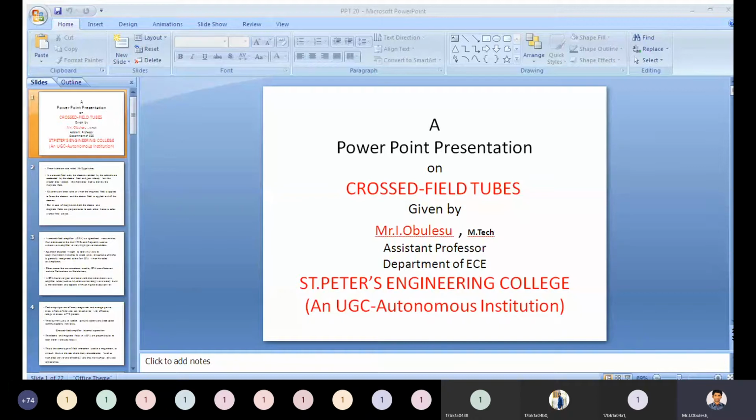Coming to crossed field amplifier internal operation. You just need to see the diagram.